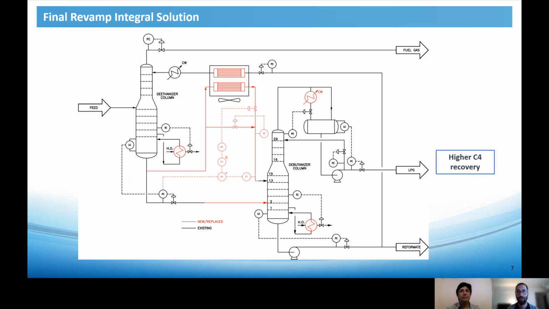With this approach, we solved another challenge in revamping projects: layout. Existing units, especially in refineries, can be extremely cramped with equipment and pipes, and plot plan space is often scarce.